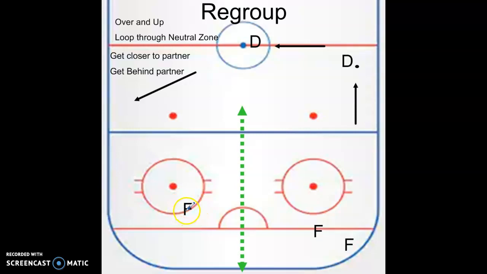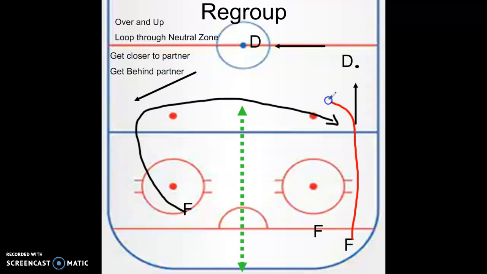So the forward on the left here is going to take a route that brings him out of the blue line and loops across the neutral zone. And he's aiming for the far side of the ice. Make sure that we always come into the zone on side, so make sure the puck goes in before you do. Now the 2 forwards who are on the other side of the ice, their job is to do the same thing, but because they're on the right side, they need to loop from right to left, again aiming for the far side of the ice.